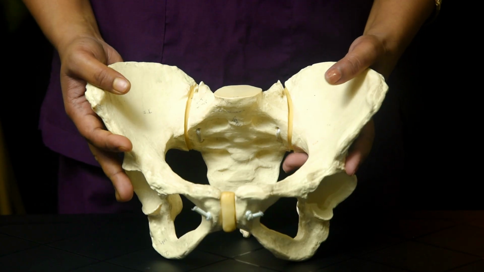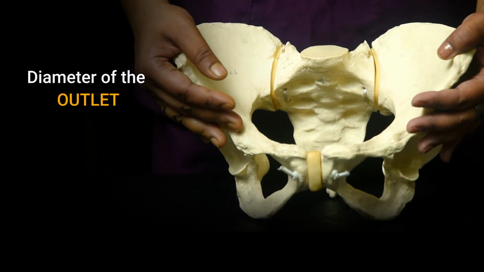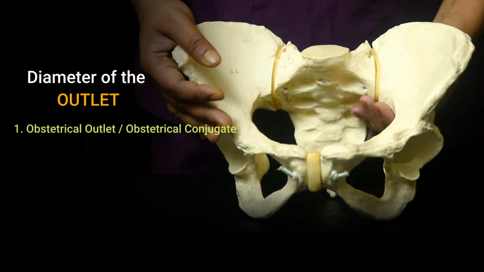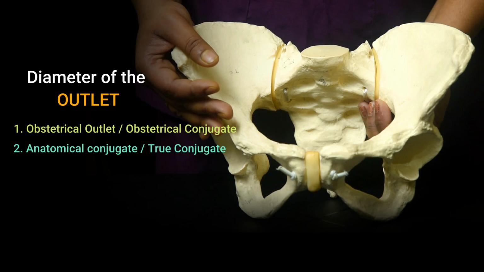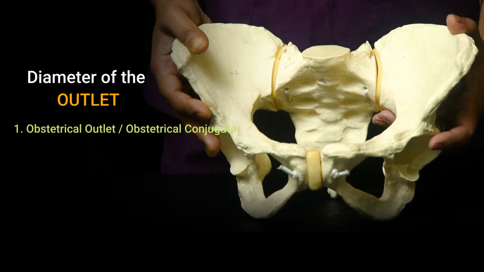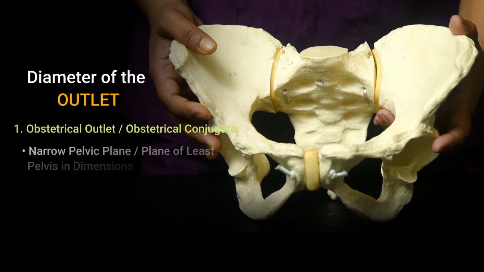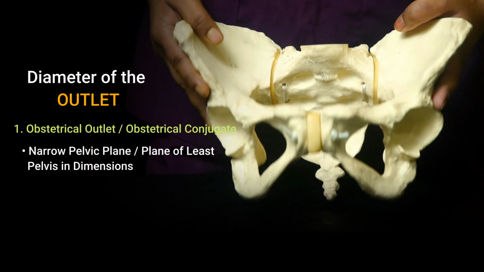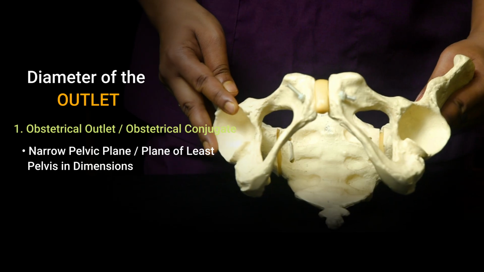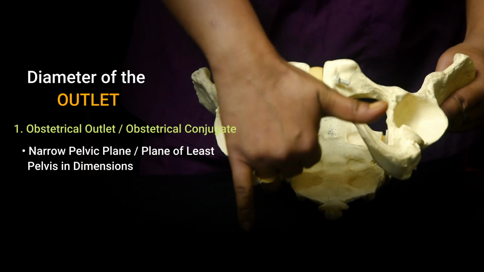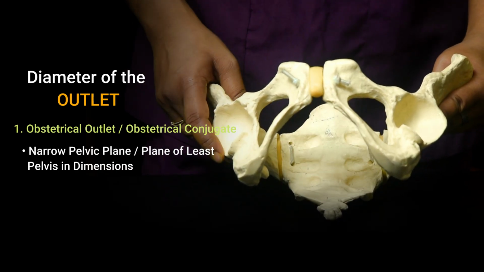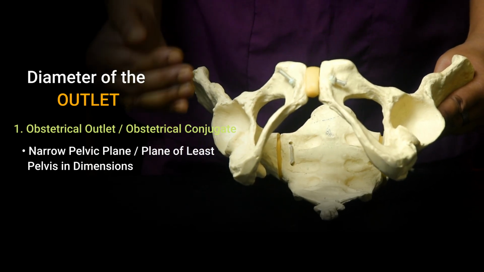Okay. Now come to the diameters of the pelvic outlet. As I told you previously also, there are two outlets, that is the obstetrical outlet or the obstetrical conjugate and the anatomical outlet or the true conjugate or the anatomical conjugate. First, discuss the obstetrical outlet or the obstetrical conjugate, which is a narrow pelvis plane, also known as the plane of least pelvic dimensions. Just now I told you about the greatest pelvic dimensions. Now I am telling you this obstetrical outlet is also known as a narrow pelvis plane and a plane of the least pelvic dimensions.